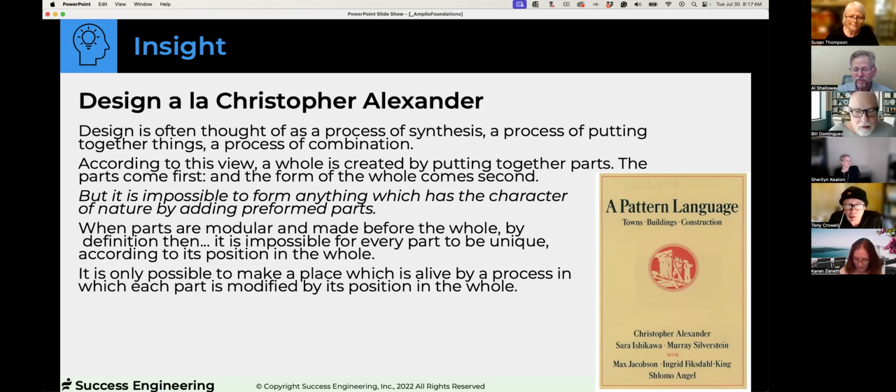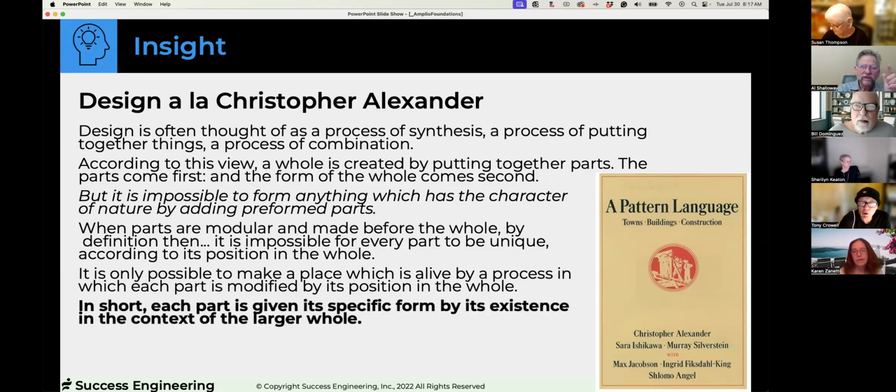And that could be any group. Pick any group. Even how do you do requirements? How do you do development? Would a development team that's building a new product work the same as a development team that's working on a legacy system? Probably not. Would they relate to people specifically the same way? Probably not. In short, each part is given its specific form. In other words, how it works with everybody else is organized by its existence in the context of the larger whole.